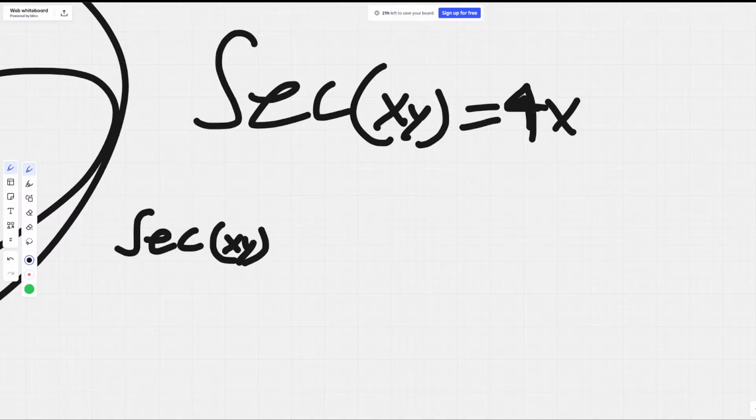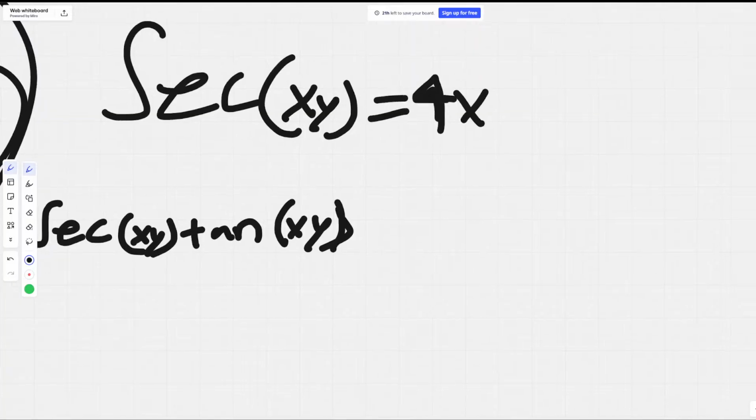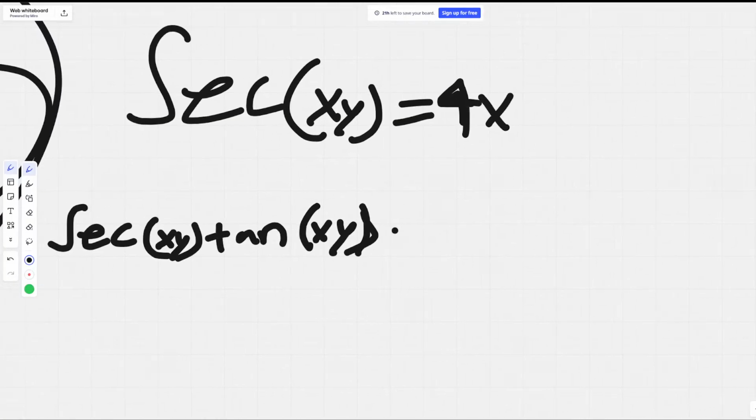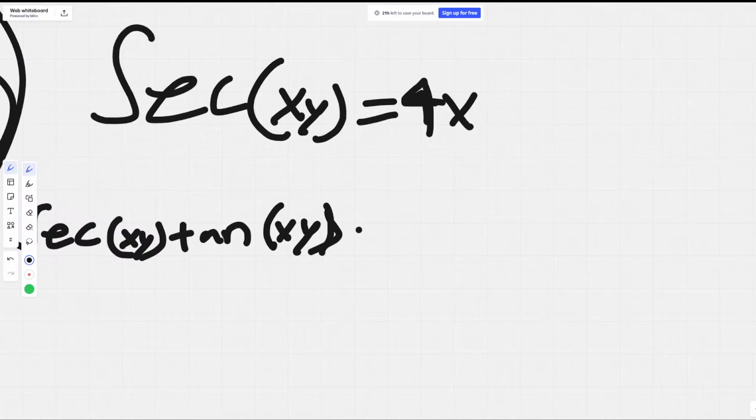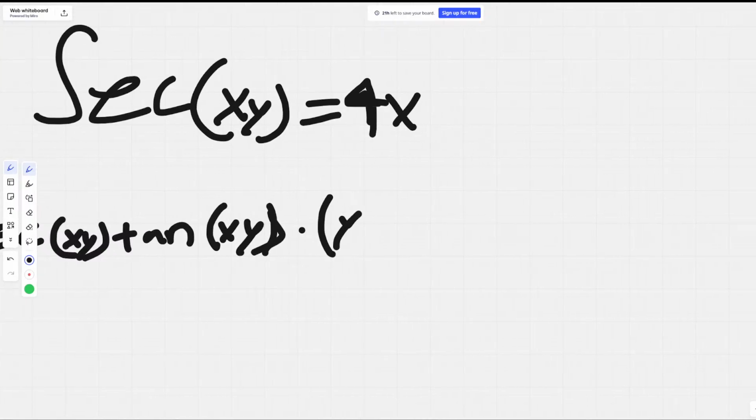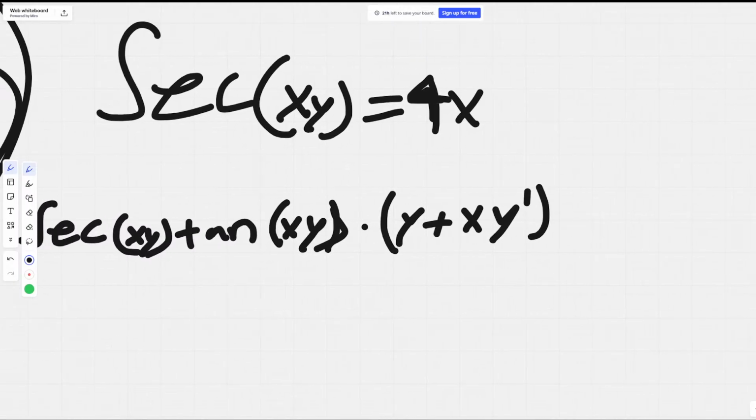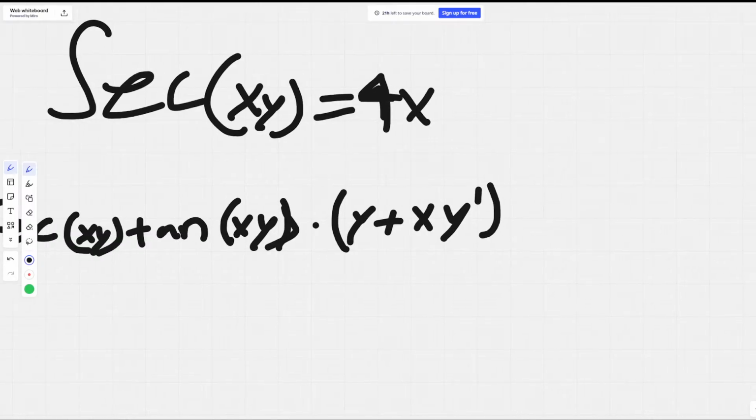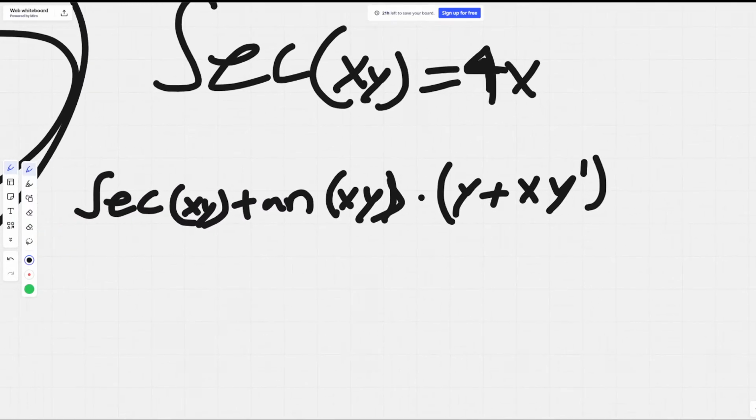x, y, and x, y. So now be this whole thing, which will be what that thing was before. Y plus x, y prime. Yeah, that seems right. It'll be x, which is 1 times y, and then x times 1, which is x times y prime. Sounds good to me. And now we take it and put them in.